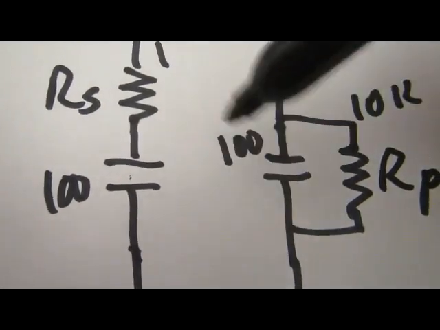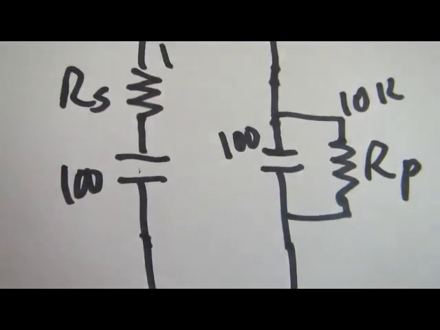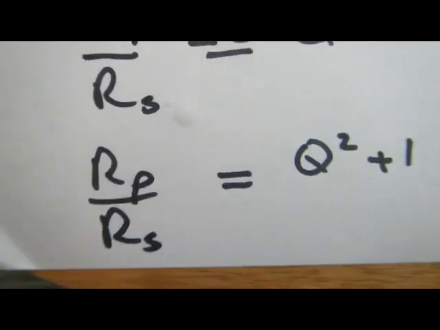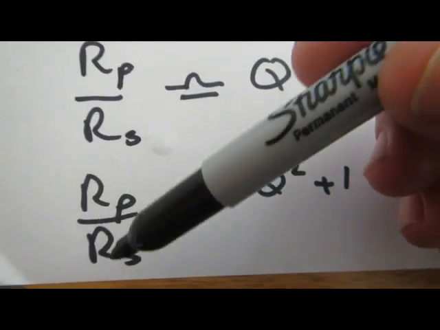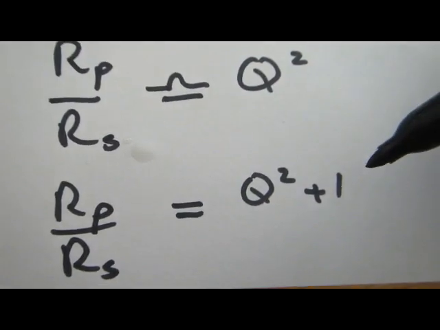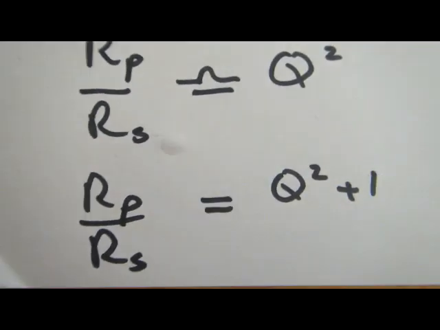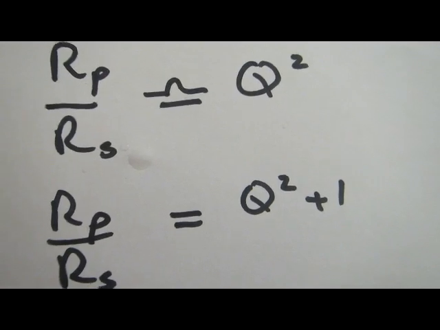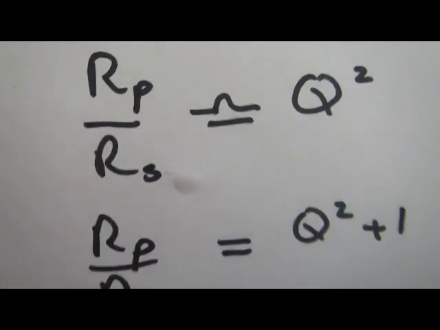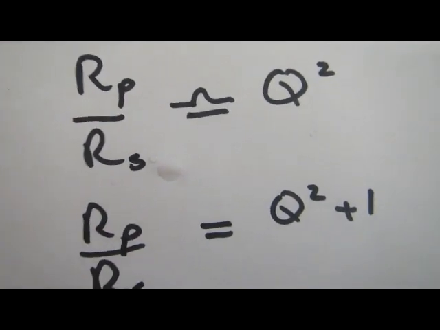In some cases, if the 2 resistors happen to be close in value, we have to use an exact formula. This is the exact formula. Parallel over series is Q squared plus 1. But you'll see that Q squared usually is a big number, so it's only when the 2 are very similar. For instance, if you're matching a 50 ohm transmitter to a 60 ohm load, that type of issue, it comes up.